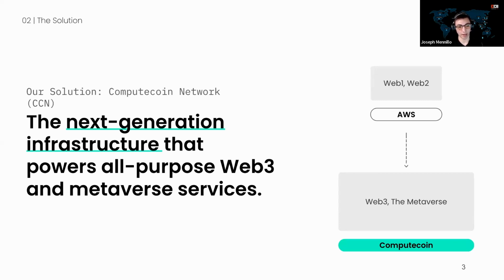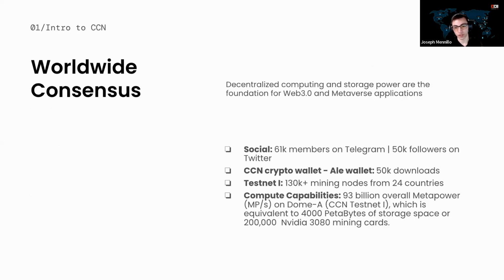CCN aims to combat that by becoming the foundation for Web3 applications, in which we are already ahead of the curve in being the leader in this domain, to store data, compute, and run apps in a cheap, efficient, and decentralized way. This is wildly different from the internet we see today, and an exciting vision for miners to be a part of. But in order to have that decentralized ecosystem, we must achieve this worldwide consensus. The vast majority of Web3 applications and metaverse games today are run on AWS, but CCN believes decentralized computing and storage power are the foundation for Web 3.0 and metaverse applications.